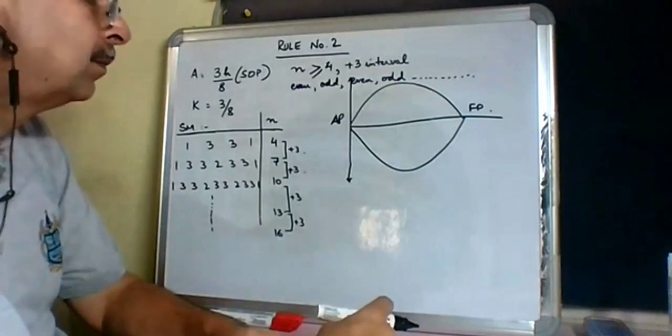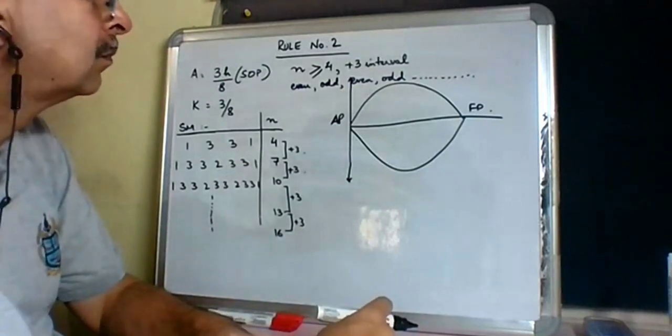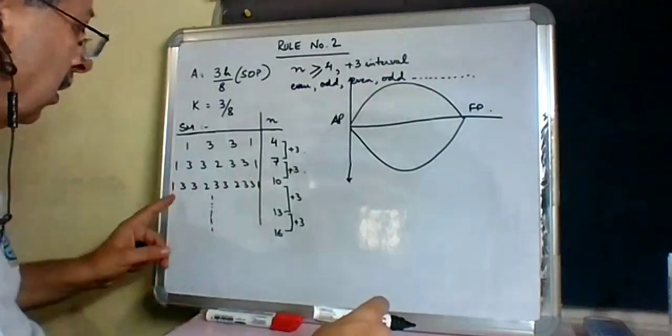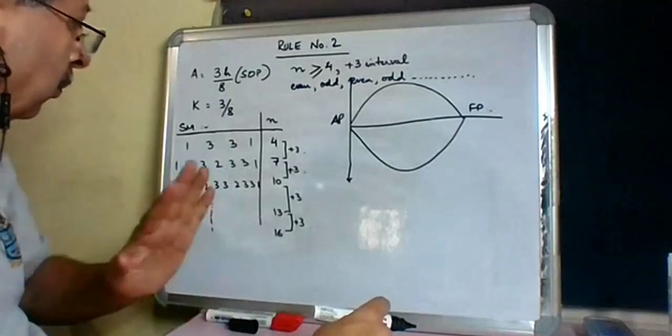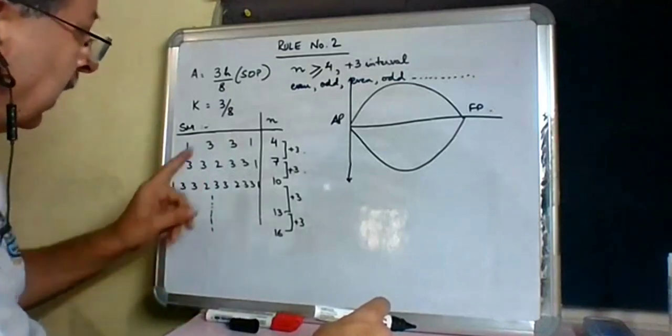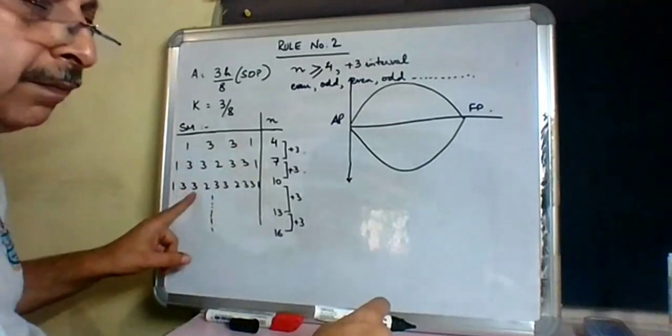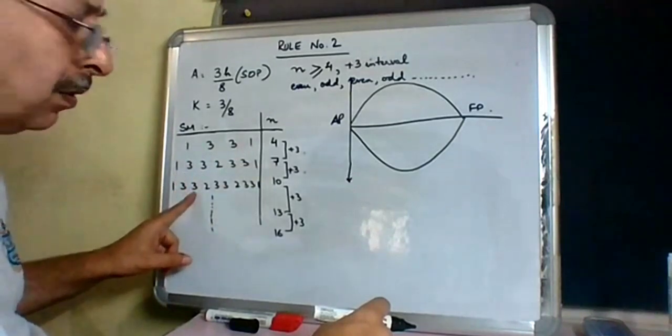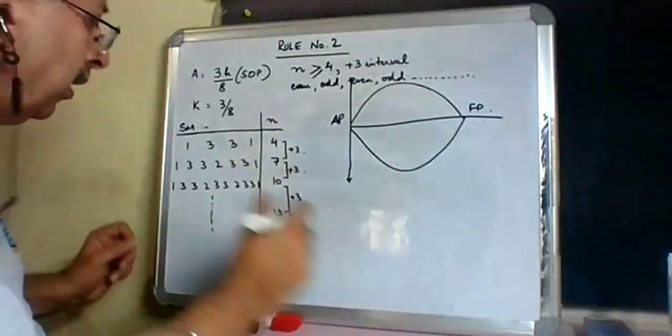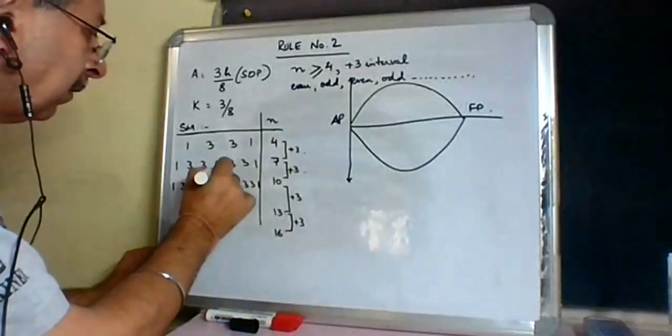Sir, this Simpson multiplier first and last would be 1, then starting with 3, 3, 2. No. First and last will be 1. Second and third will be 3, 3. Then 2, 3, 3. Then 2, 3, 3. 2, 3, 3 is the chain.